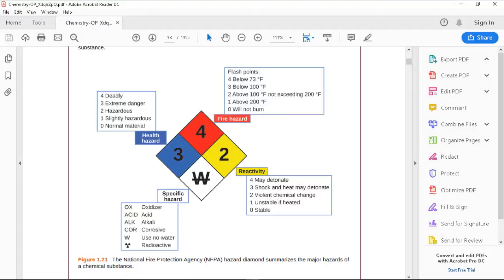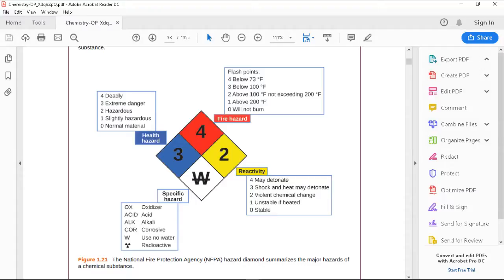So we got the bottom diamond that shows specific hazards: oxidizer, acid, alkali, corrosive, use no water, radioactive. The reactivity: may detonate, shock and heat may detonate, violent chemical change, unstable if heated, stable. Okay, we have a health hazard. Number 4 is deadly, extreme danger, hazardous, slightly hazardous, or normal material.